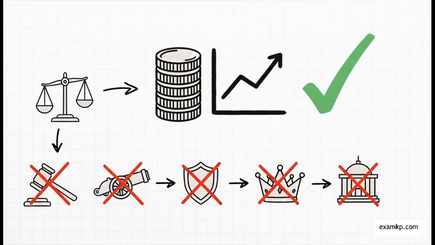Let's look at the others. Interpreting laws, that's the judiciary. Declaring war, that's a defense or executive function. Appointing rulers, that's an executive function. So you see, knowing the roles of the 3 branches helps you eliminate the wrong answers and find the right one.